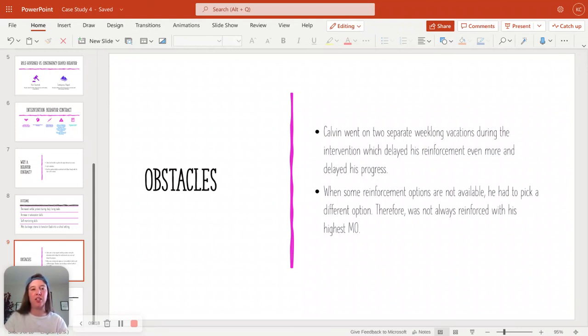So we weren't exactly sure how well he'd progress, if he'd come back and it would be kind of like we'd have to start over. Things of that nature, or if it would have progressed more quickly if he didn't go on those vacations. Also, with contingency contracting, when some reinforcement options were not available, we had to pick a different option. So if a baseball game wasn't available, he had to pick something else. So it was not always reinforced with his highest MO.